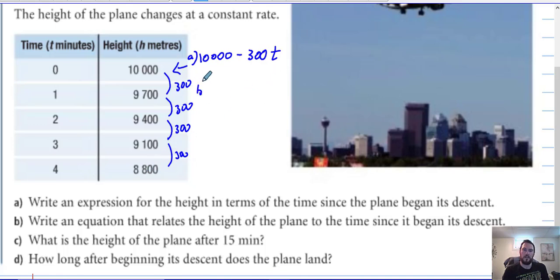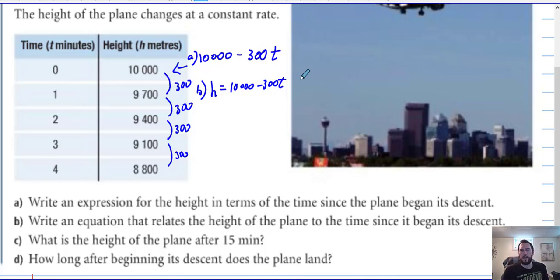Now, again, the difference between an expression and an equation is that the equation has to have an equal sign. And that is it. So instead of just writing it out as one thing that's representing height, we are going to make that statement that height is equal to 10,000 minus 300t. It's a very tiny change, but something that allows us to do a little bit more with it.